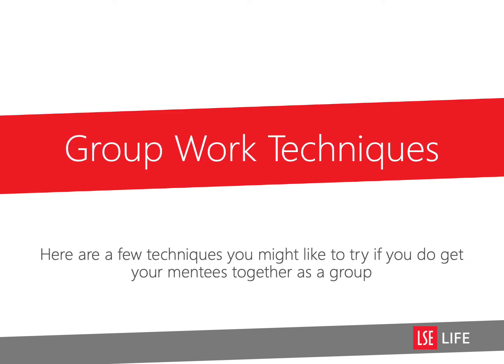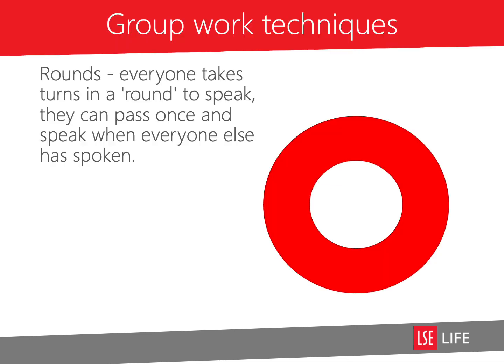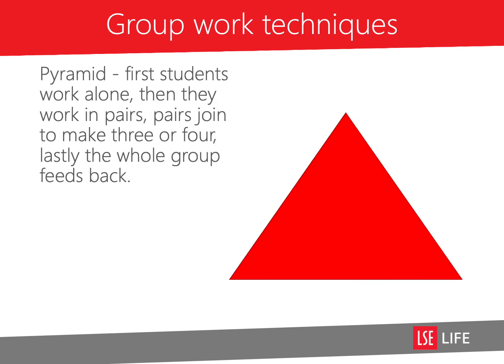Here are a few key techniques you might like to try if you do get your mentees together as a group. Don't forget we have listed more of these on the Moodle page. Rounds. Everyone takes a turn in a round to speak. They can pass once and speak when everyone else has spoken if they cannot think of something to say first time around. This is a helpful technique because everyone knows what is coming and everyone in the group is in the same position.